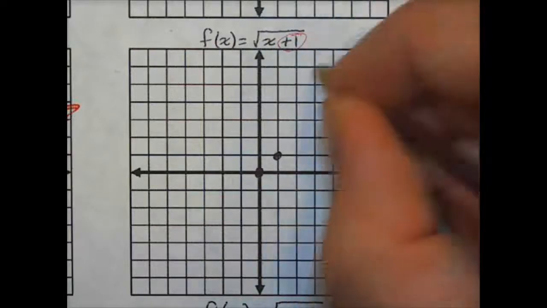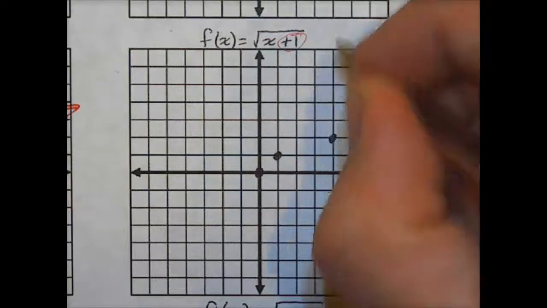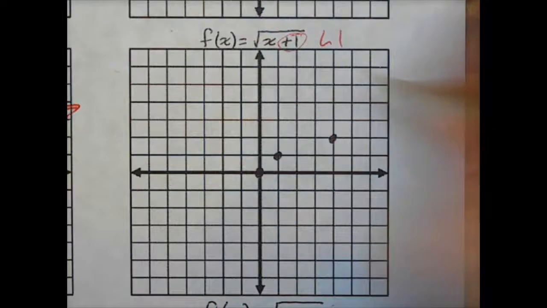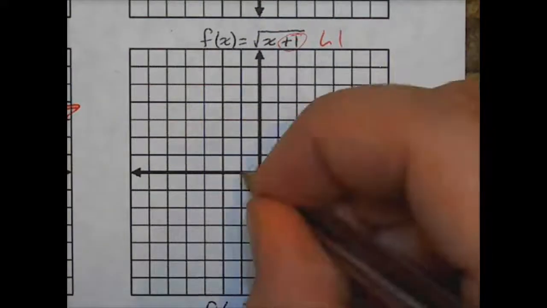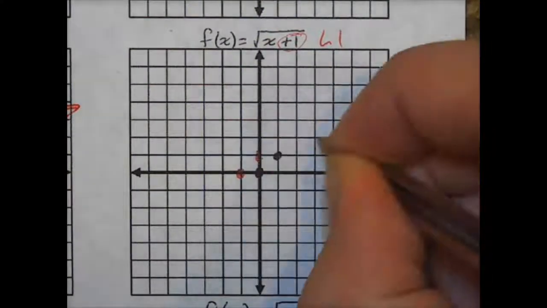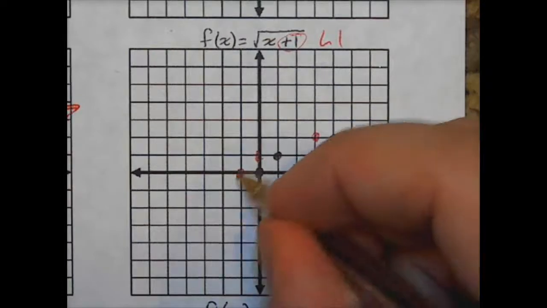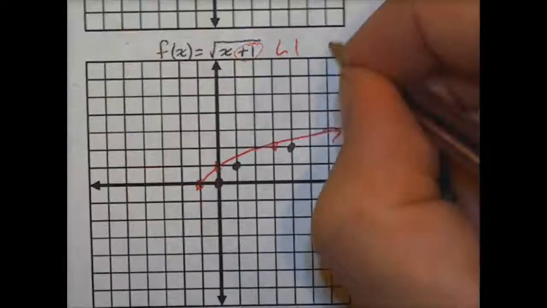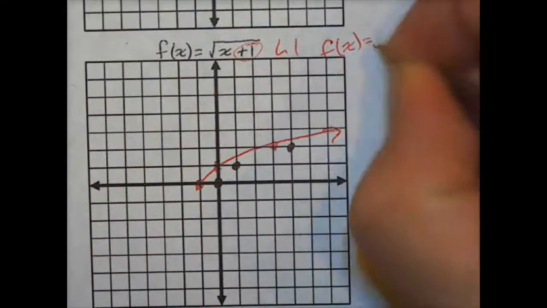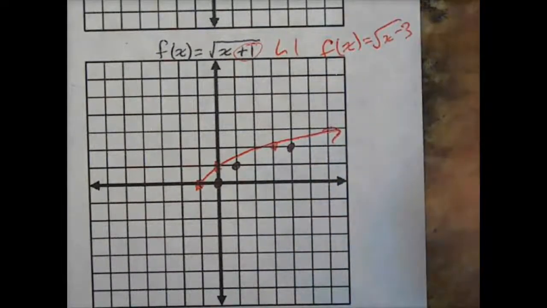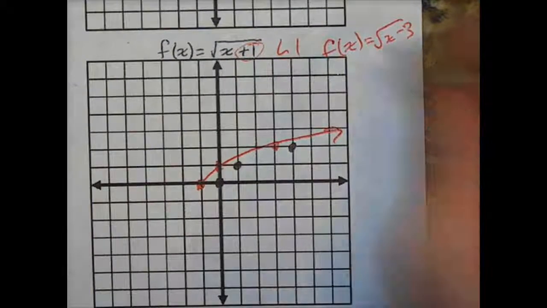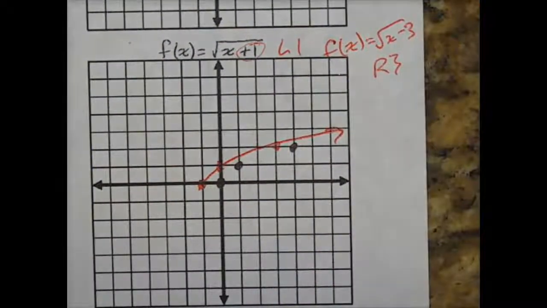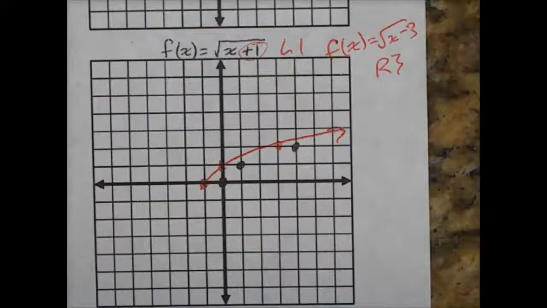Instead of moving to the +1 in the positive direction, we do the opposite of what we see when we are with our x. So we need to take everything and move it to the left one. So left 1, and boom, there's our function. If I saw a function that said f of x equals the square root of x minus 3, that would move to the right 3. So right 3, and you could move every point on your parent function to the right 3.